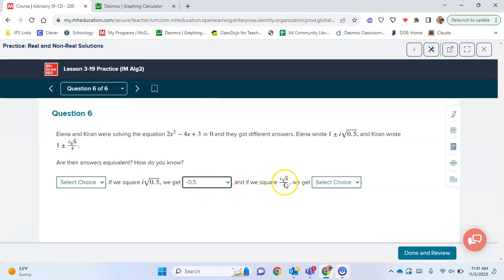If we square i times the square root of 8 divided by 4, again, i squared is negative 1. The square root of 8 times the square root of 8 is 8. Negative 1 times 8 is negative 8. Divided by the square of 4, which is 16. Negative 8 divided by 16 is negative 1/2. So, are their answers equivalent? Yes.